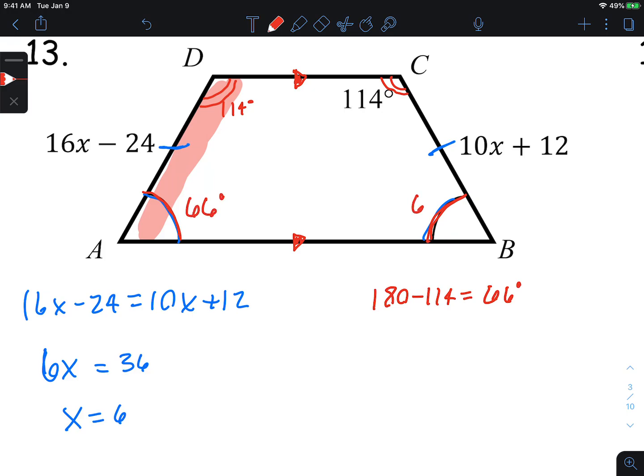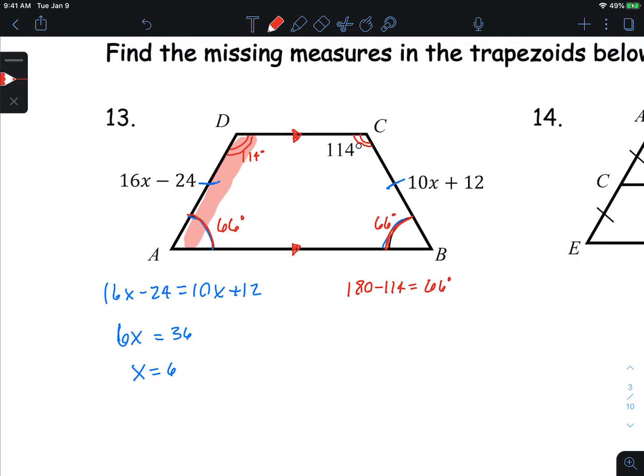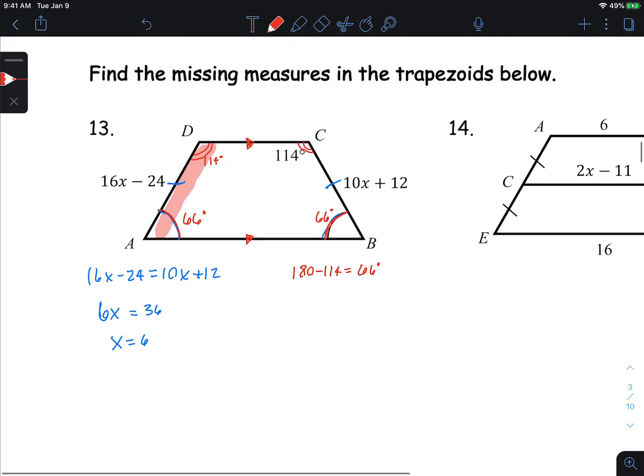And then since it's isosceles, that must also be 66. And then you can check, make sure all of your angles add up to 360 since it's a quadrilateral. That's going to be it there on that one.